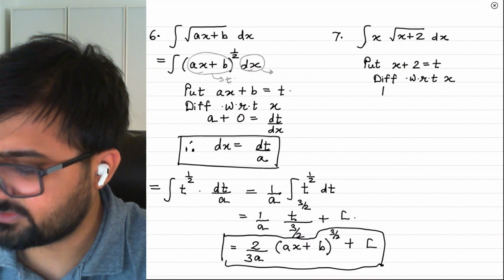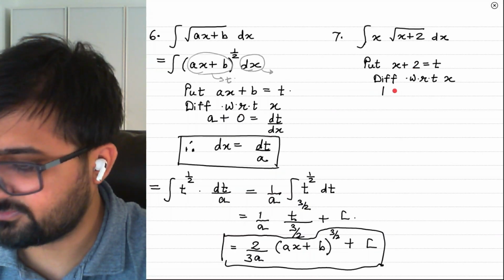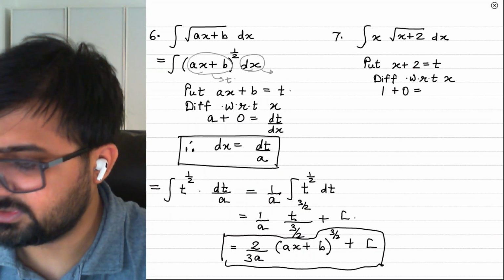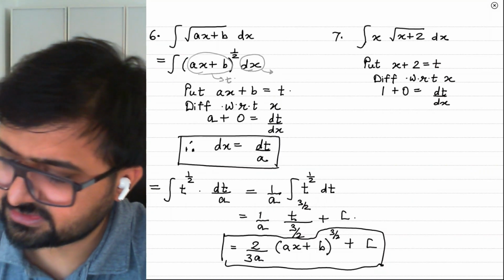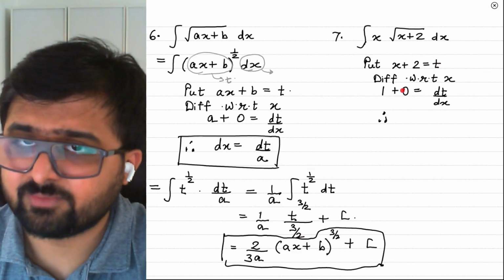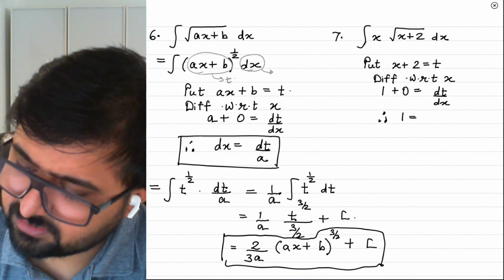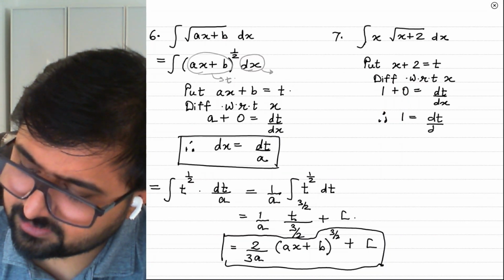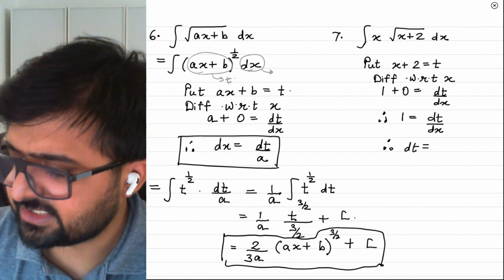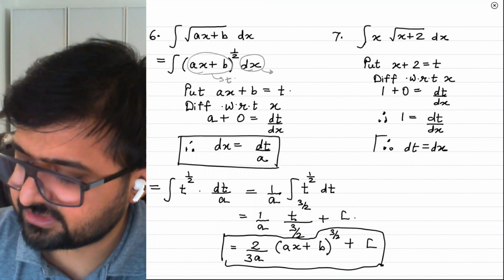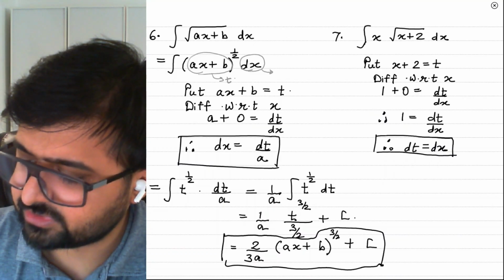So you get the derivative of x is 1, derivative of 2 is 0, derivative of t with respect to x is dt by dx. So in this case, 1 plus 0 is 1. So you get 1 is equal to dt by dx. Therefore, you get dt is equal to dx in this case. dt is just equal to dx.